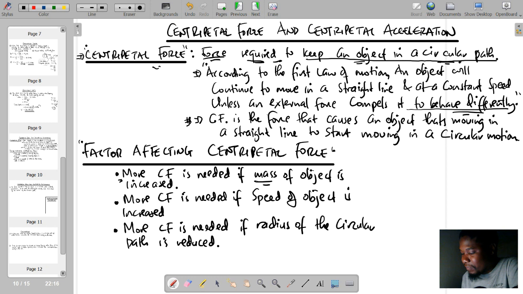circular path. Agreed? Okay, so what we're seeing here, first of all, is the centripetal force, which is F subscript C, is directly proportional to the object's mass.